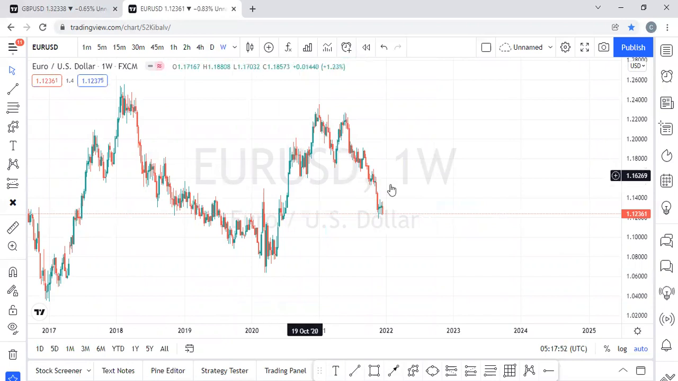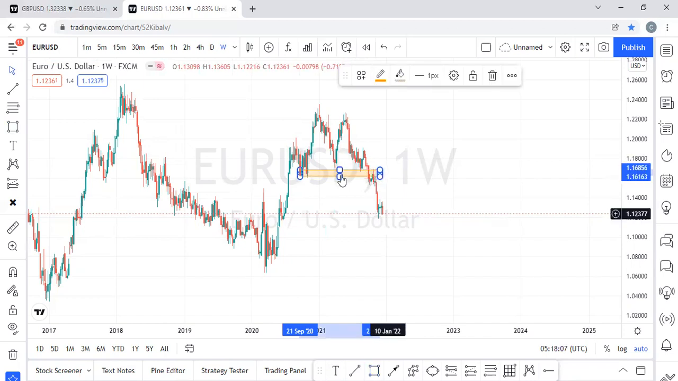This market is pretty bearish on the weekly. This was a break of structure here, on the weekly time frame. The market went below this area, and since then I've seen that they're selling for weeks. So this is a very bearish market.